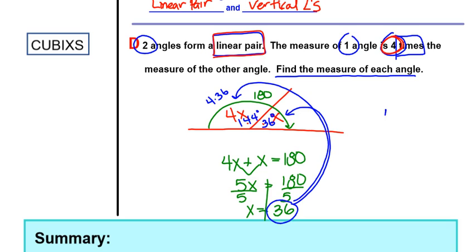And then I just double check that. Does 144 plus 36 make 180, which is what my linear pair says? And it does. So there are the two angle measures, 144 and 36. Good luck on your homework, and we can talk some more in class.